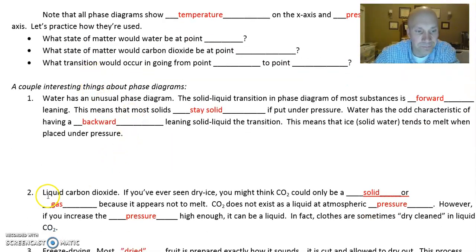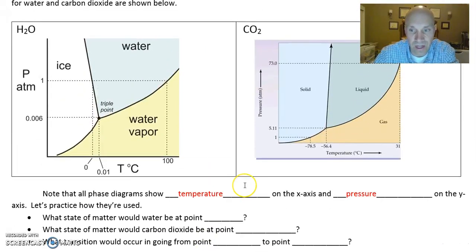One other interesting aspect is this concept of liquid carbon dioxide. All right. If you have ever seen dry ice, you'd think that it can only exist as either a solid or a gas. We don't see liquid carbon dioxide under normal conditions. Why is it? Well, let's take a look at the world we live under. We live at about 1 atmosphere of pressure. All right, and at that line right there, there is no liquid form of carbon dioxide.